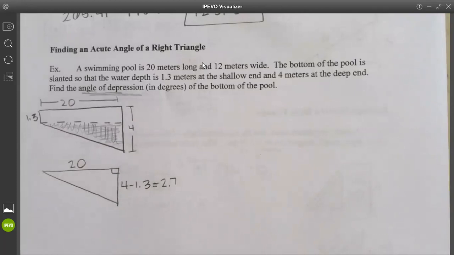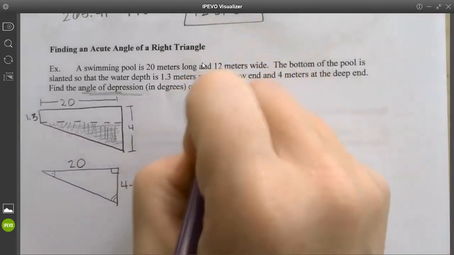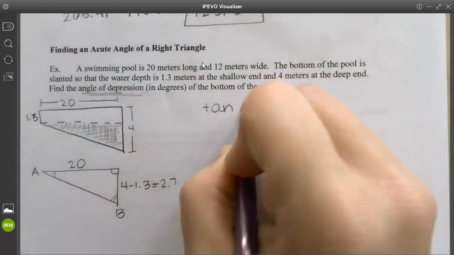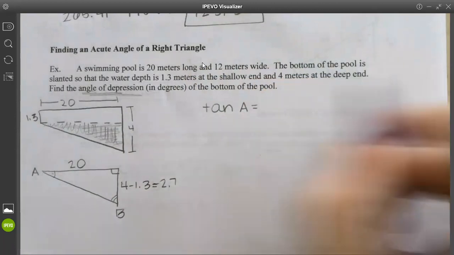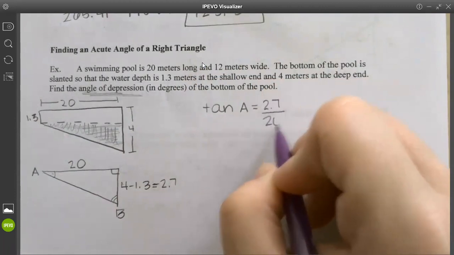So we have two different angles. We have this one and then we have this one down here. We're going to go ahead and find both of them. But your angle of depression should be this one up here. So we're going to find this one first, but then I'm going to talk about that one. So what two sides do we have compared to this angle? Opposite and adjacent. We're going to label these A and B. So tan of A. What's your opposite of A? 2.7. What's your adjacent?